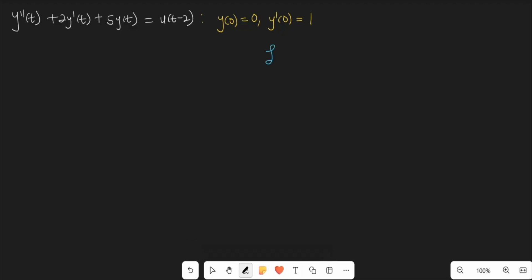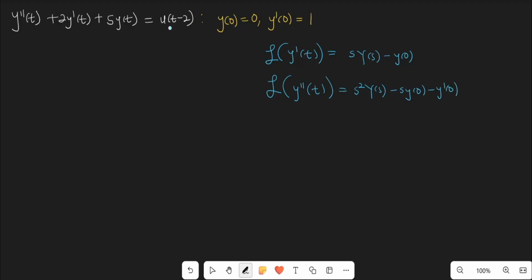So the Laplace transform of the first derivative, that's y prime of t, this is s times capital Y of s minus y of 0, the initial condition. And this is the Laplace transform of y of t. The Laplace transform of the second derivative, which is y prime prime of t, this is s squared times capital Y of s minus s times y of 0 minus y prime of 0, like this.